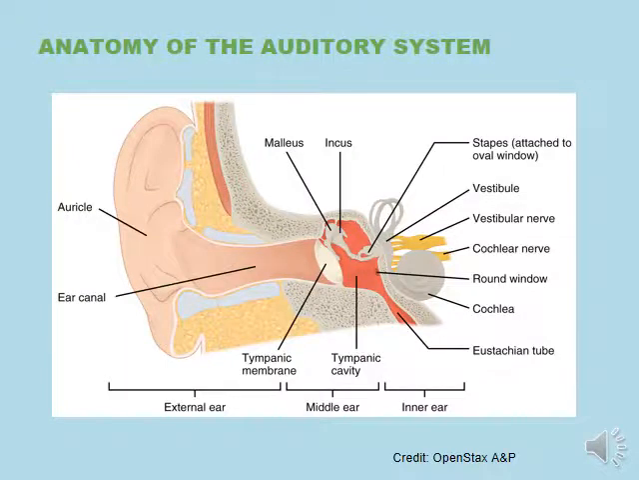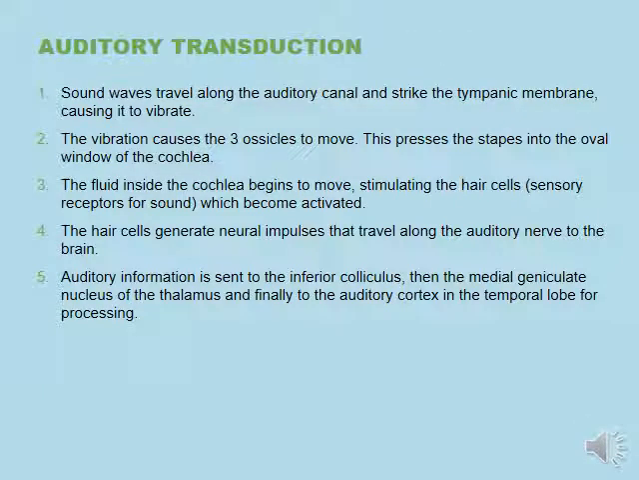Moving forward, auditory transduction. Sound waves travel along the auditory canal and strike the tympanic membrane, causing it to vibrate. The vibration causes the three ossicles to move. This presses the stapes into the oval window of the cochlea. The fluid inside the cochlea begins to move, stimulating the hair cells, which become activated. The hair cells generate neural impulses that travel along the auditory nerve to the brain.